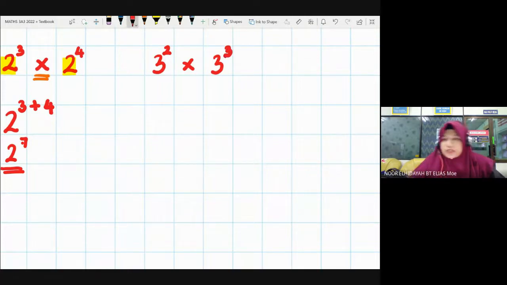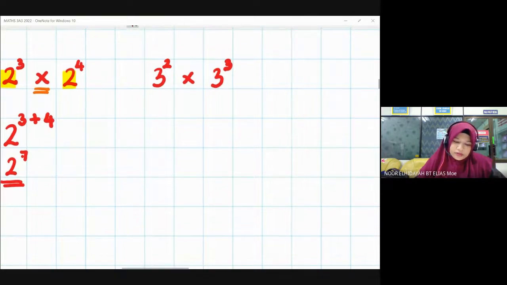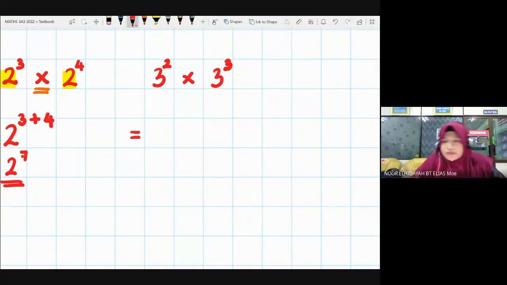Okay, cikgu akan panggil sekejap. Siapa nama? Arya? Arya? Can you open your mic? Boleh ke on mic? Tak ada answer daripada Arya. Okay, Aisyah?